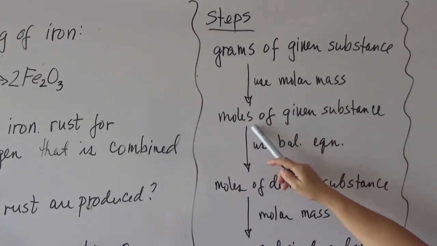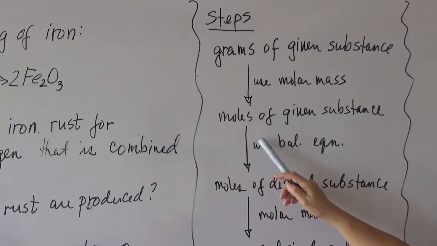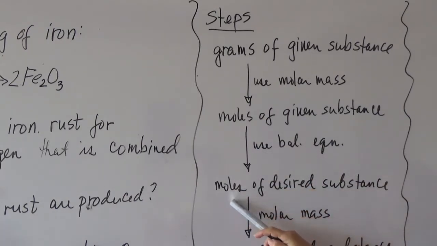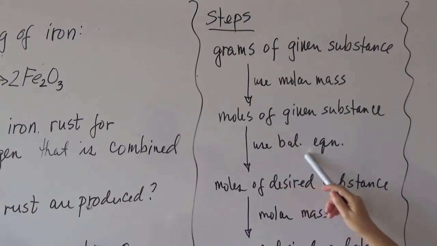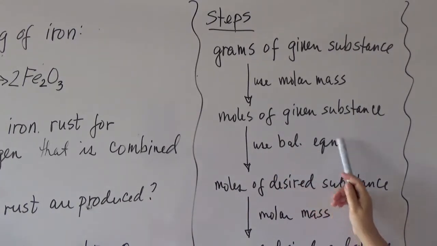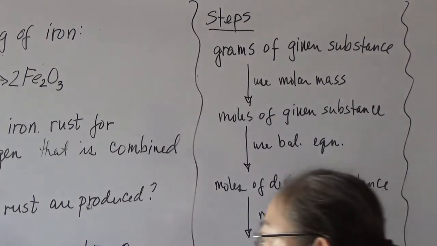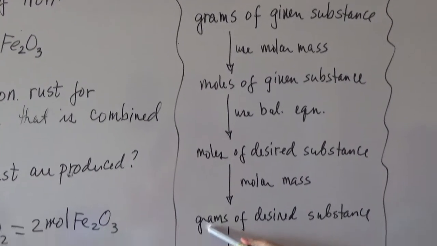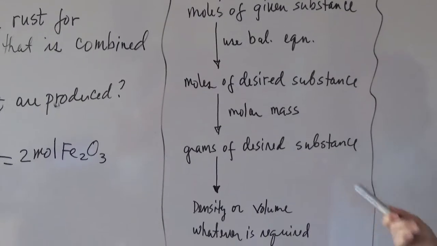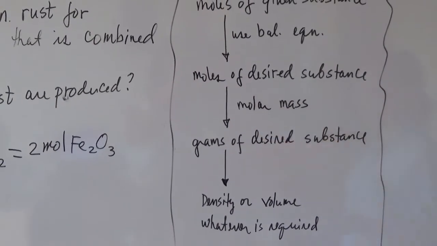So once you have now the moles of the given substance, you're going to convert it or change it to moles of the desired substance. Take note, desired substance. On how to do it, you're going to use the balanced equation. Use the stoichiometric relationship. So once you have the moles of the desired substance, then you can convert it to grams of the desired substance, again using the molar mass.